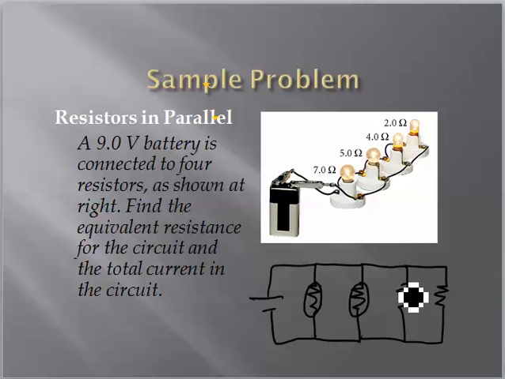I'll finish making these look like light bulbs. And this is R1, R2, R3, R4. It's 9 volts, and this is 7 ohms, this is 5 ohms, 4 ohms, and 2 ohms. Well, our steps don't change from the previous day. Our first step was to find that total current, or to find the total resistance.